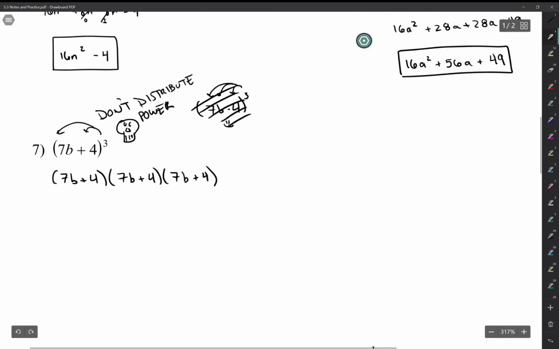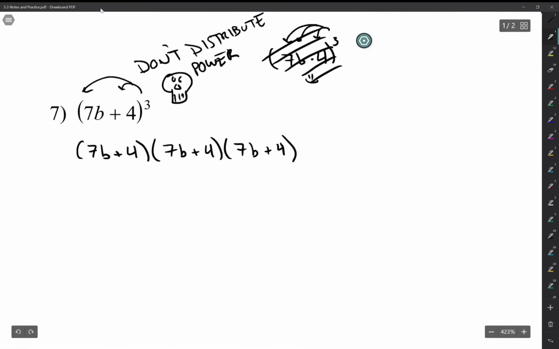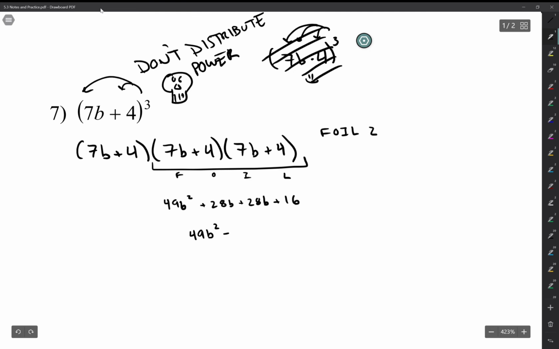What I recommend then doing is you need to foil 2 at a time. So we're going to foil 2 of them. I'll pick these 2 here. Foil, so first, outer, inners, last. 7 times 7, 49, b squared. Outers, again, 28b. Inners, 28b. And lasts. So 49b squared plus 56b plus 16. Now we're not done just yet because we have the 7b plus 4.